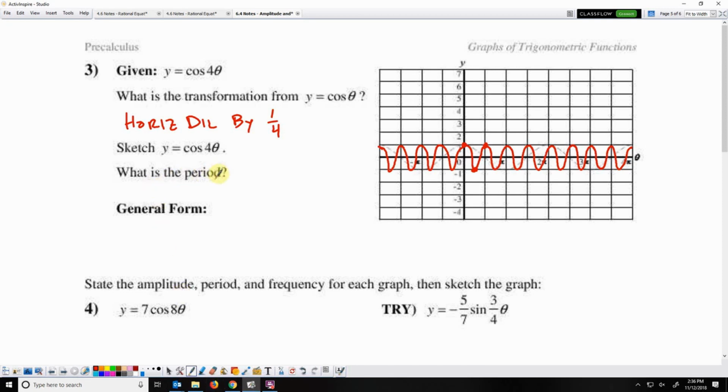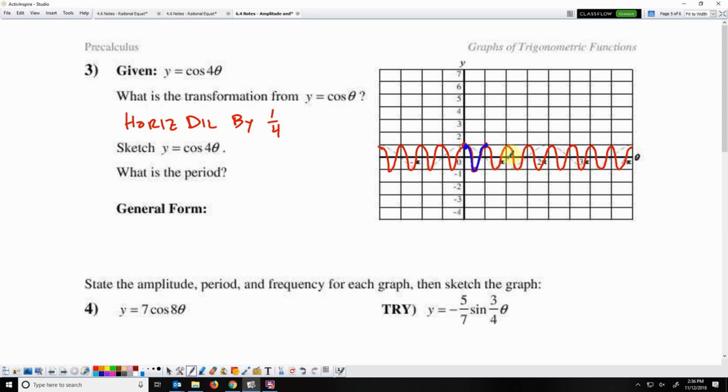Okay, so the question here is, what is the period? Because it's not the amplitude that changed. This time, it is the period that changed. So I'm going to trace one cycle of this graph. So I'll just start here and trace one cycle. And once I go any farther than that, it's about to repeat.